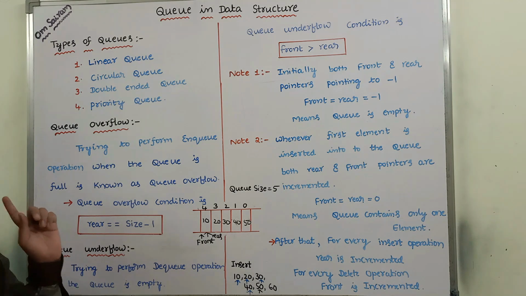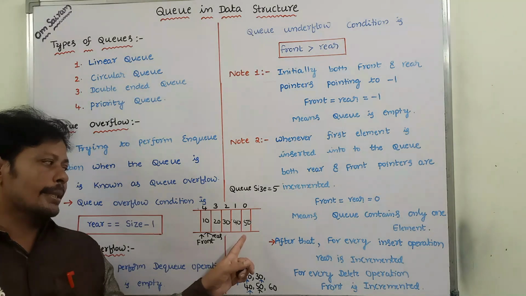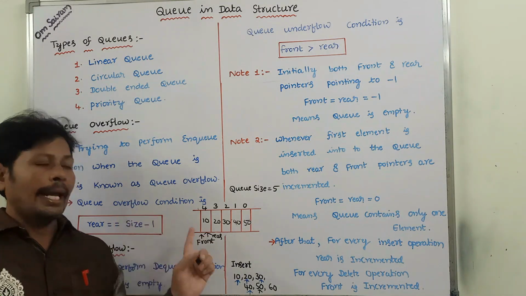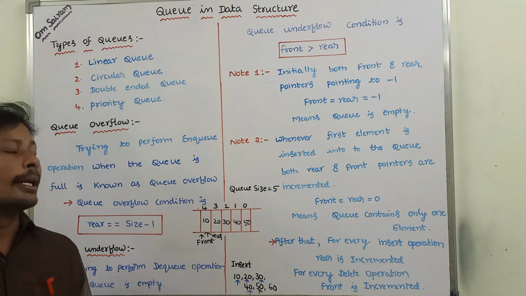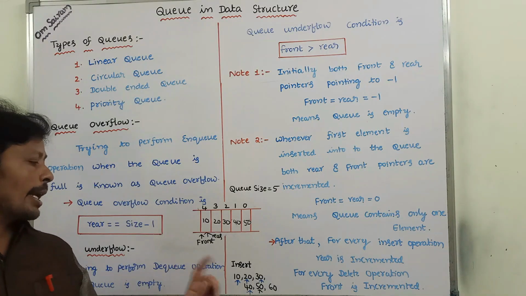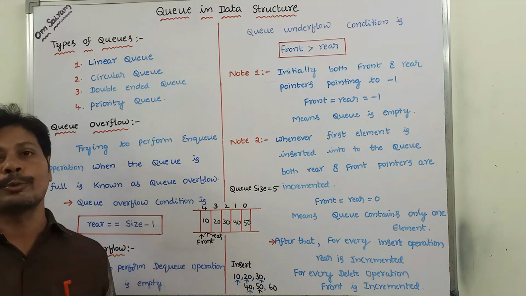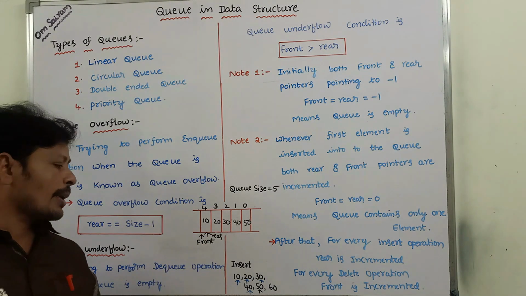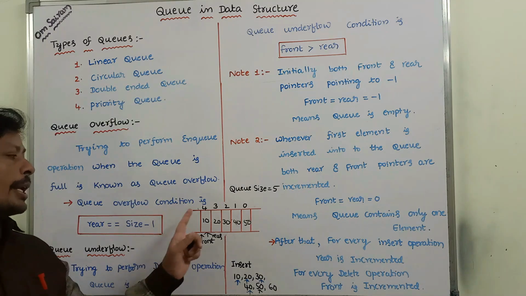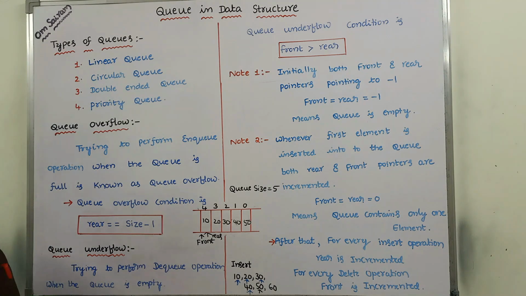So initially rear pointing to minus 1, we are inserting first element 10 into the queue, rear pointing to 0. Next we are inserting element 20, rear pointing to 1. Next 30, rear pointing to 2. Next 40, rear pointing to 3. Next 50, rear pointing to 4. So queue size is 5, rear equal to 5 minus 1, that is 4. Rear equal to 4, then we can say that queue is in overflow condition.